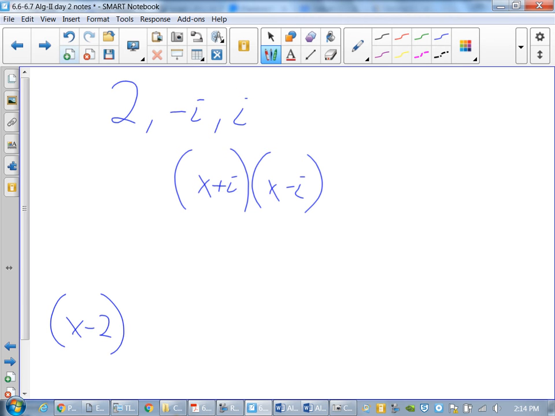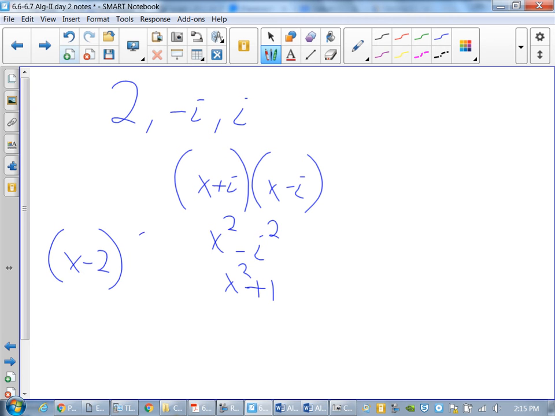Notice what happens, and you're right. Isn't that just a difference of squares? It's first term squared, subtract last term squared. What is i squared? Try again. Negative 1. So this is x squared minus a negative 1, which is? So your terms would have been x minus 2 and x squared plus 1.